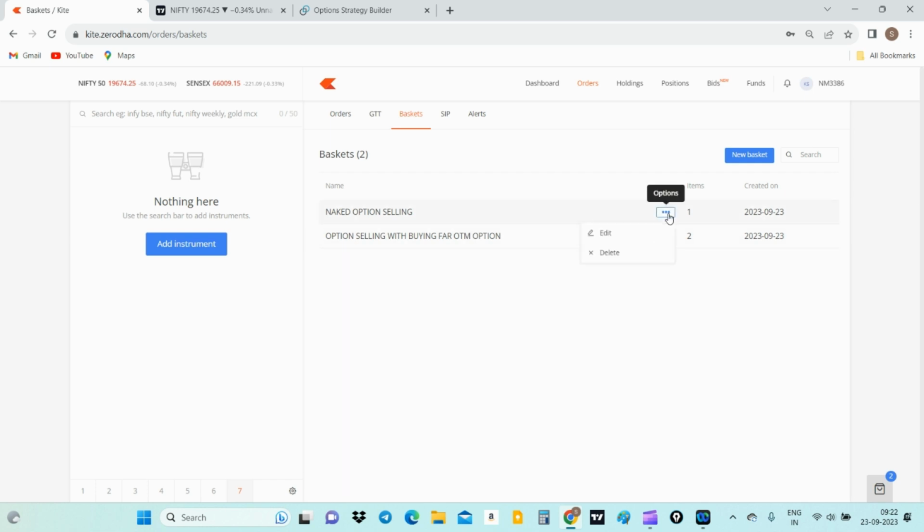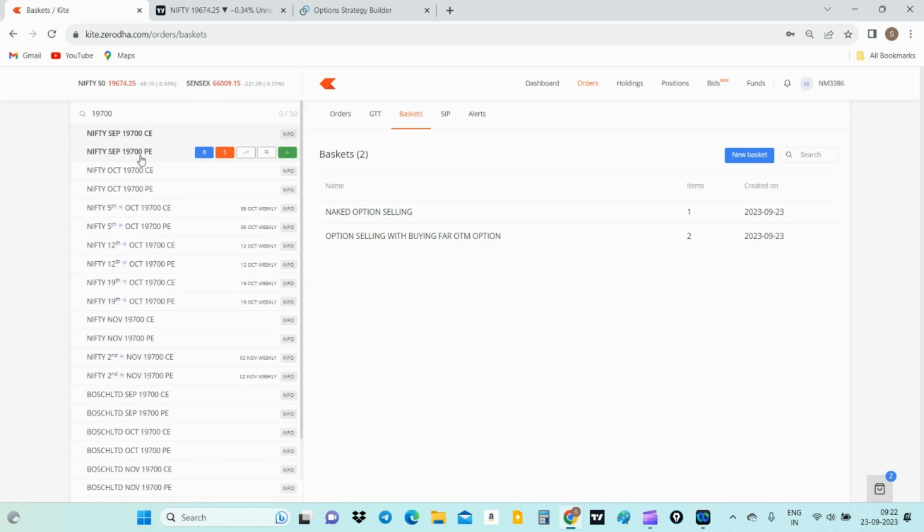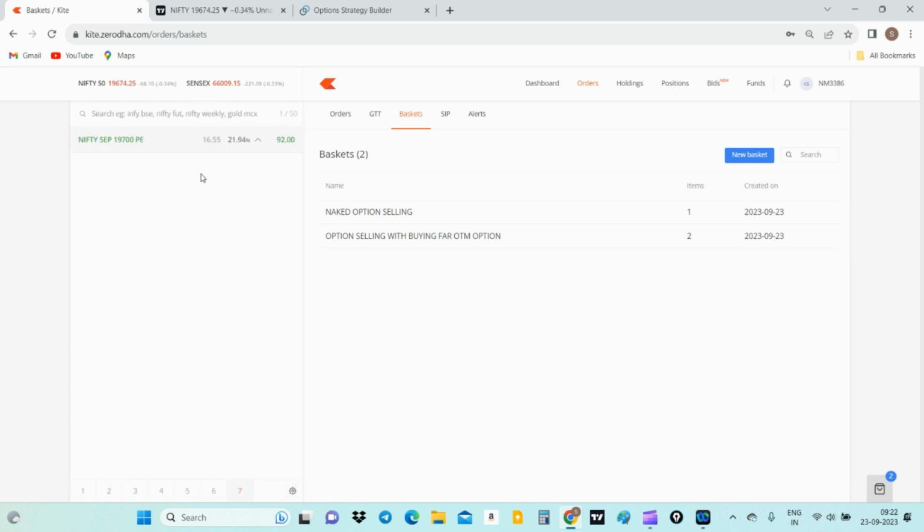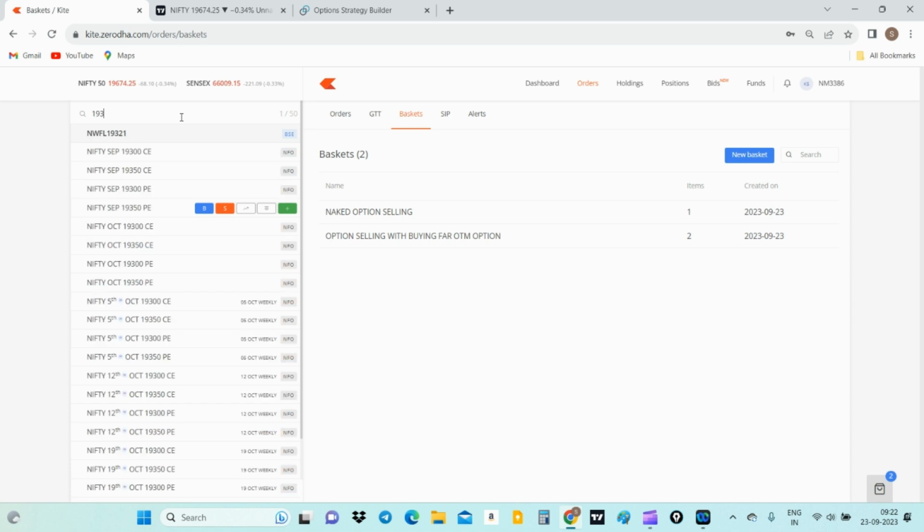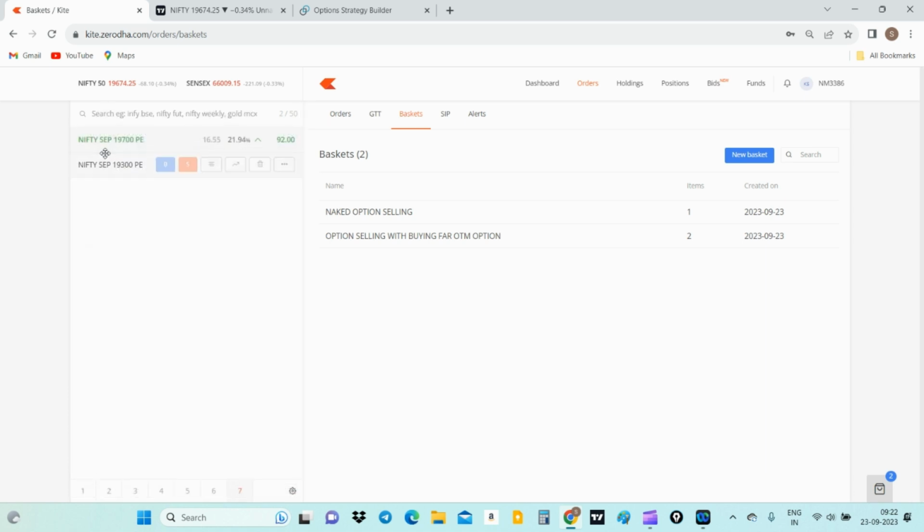First of all, I will add 19,700 P, the at the money strike price put option for the current monthly expiry. Then I will add another, 19,300 P, the far out of the money option. If you see here, the 19,300 P is costing around 10.5 rupees, whereas the 19,700 P is going at around 92 rupees. So let's go ahead with this.